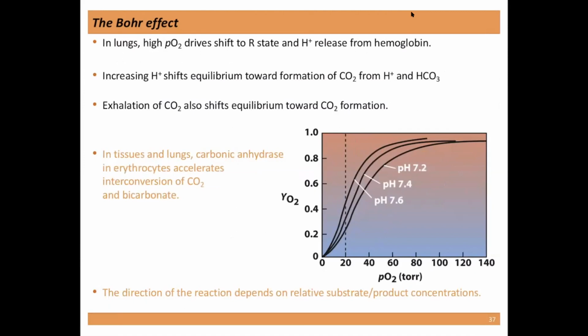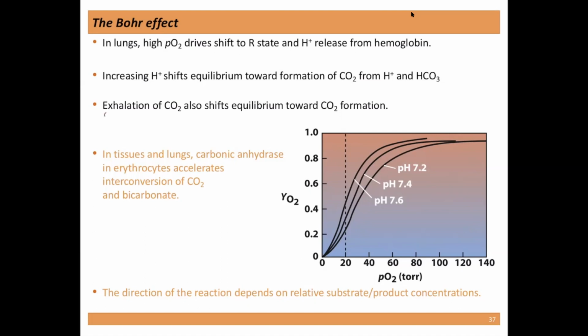Okay, so in lungs, we have high oxygen concentrations, and that's going to drive the shift to the R state. That's going to favor the bound state and release of the acid from hemoglobin, because we want to get to a more basic condition which favors the R state so we can bind more O2. Increasing the H plus shifts the equilibrium towards the formation of CO2 from the H plus and the carbonic acid.